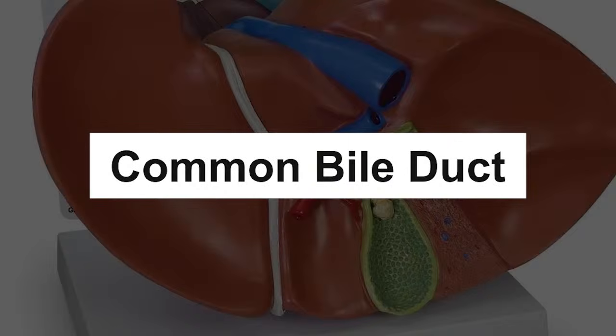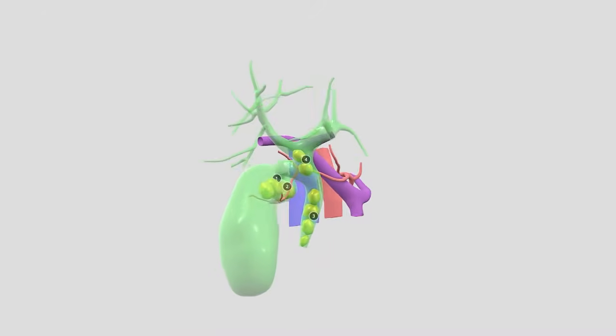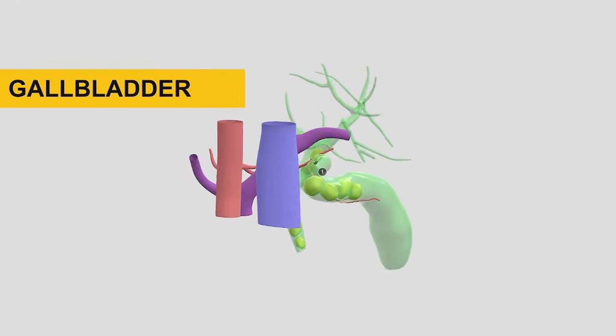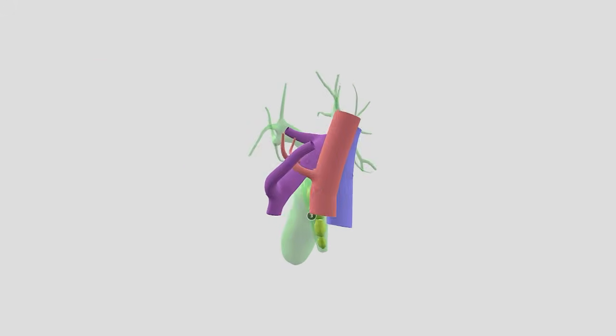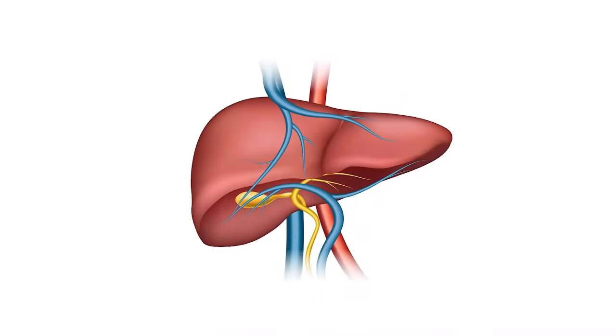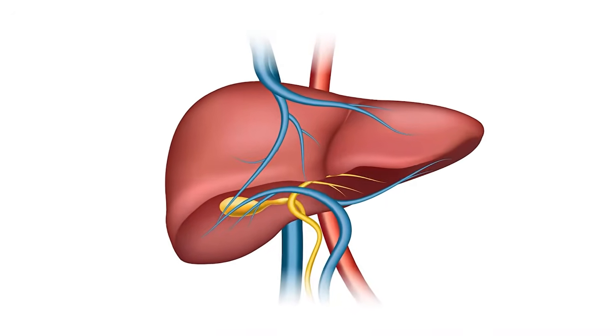Common bile duct. The common hepatic duct joins with the cystic duct, which comes from the gallbladder, to form the common bile duct. The common bile duct is the final segment of the bile duct system. It carries bile from the liver and gallbladder to the small intestine.